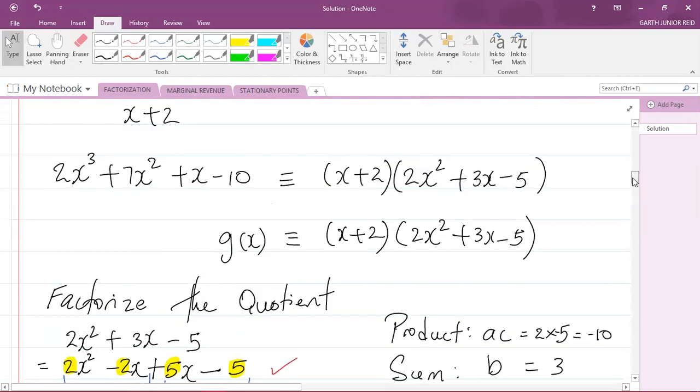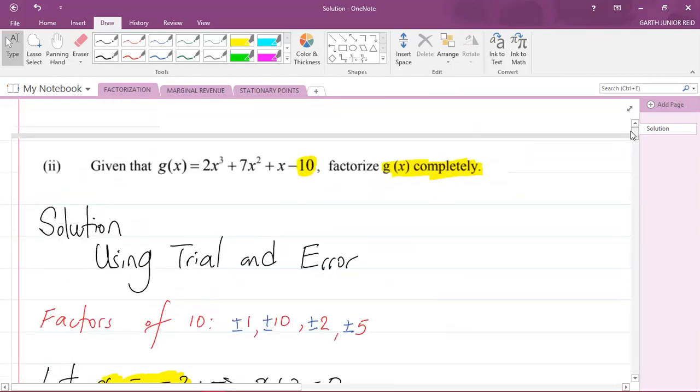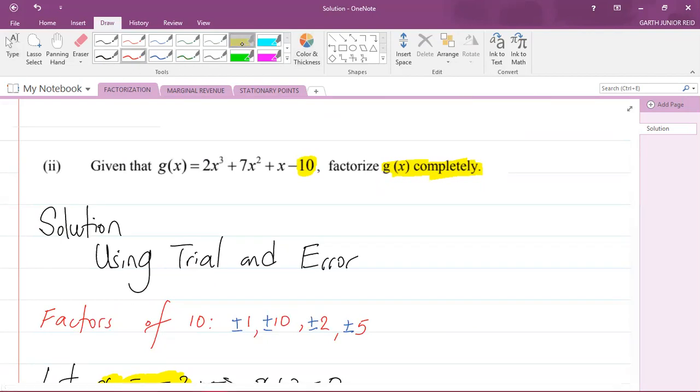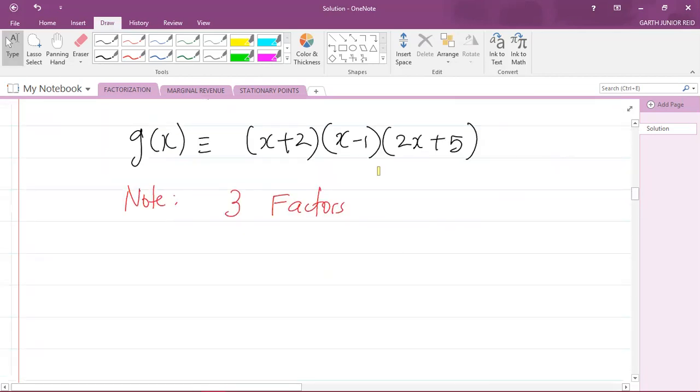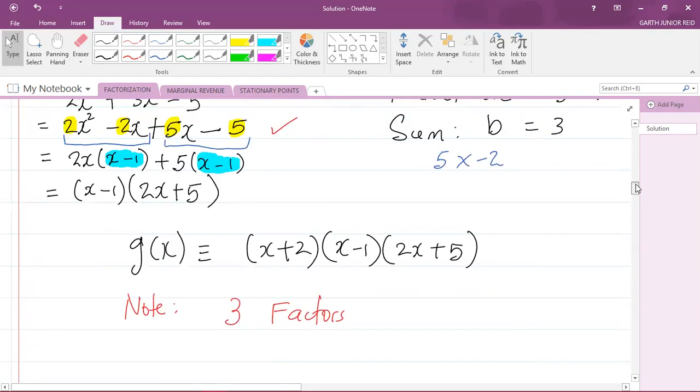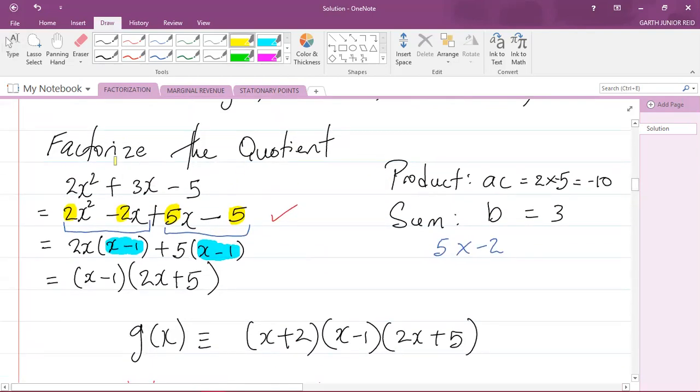And if you look at the polynomial that was given to us here, the highest degree was 3. That's why we call it a third degree polynomial. So since the highest degree in the polynomial is 3, it means that you are to obtain 3 factors, like what we got here. Likewise, for the quadratic here, you recognize that the highest power of x is 2, and that is the reason why we obtained 2 factors here, which is x minus 1 and 2x plus 5.